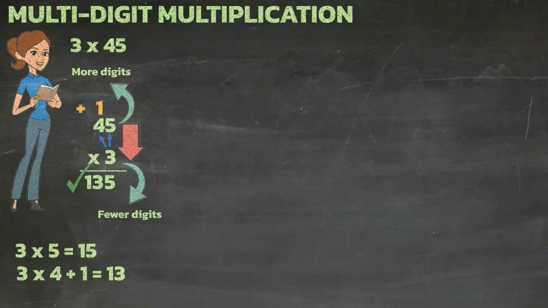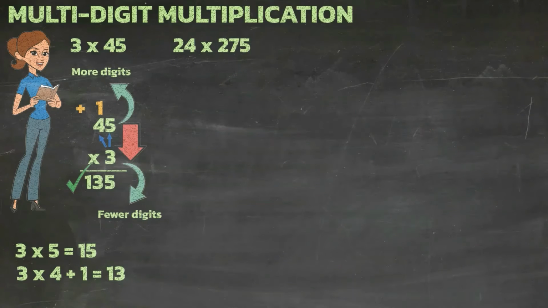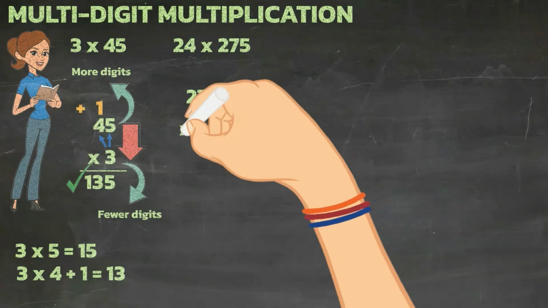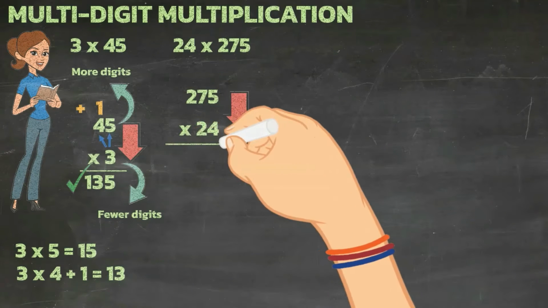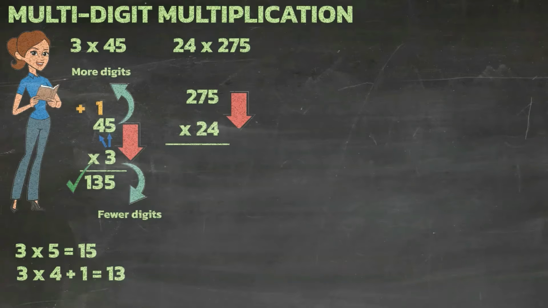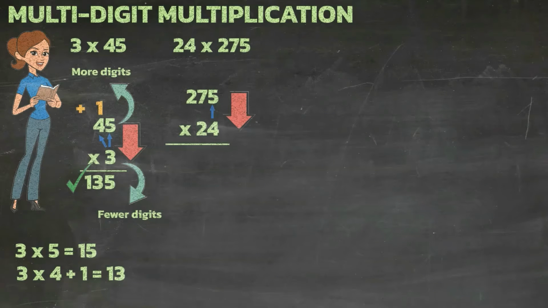Next example. 24 times 275. Again, write the expression vertically with the digits in the correct place values aligned. Start the operation with the digit in the ones place of the factor at the bottom, and the ones place of the factor on top. In this example, we start with 4 times 5. 4 times 5 equals 20.